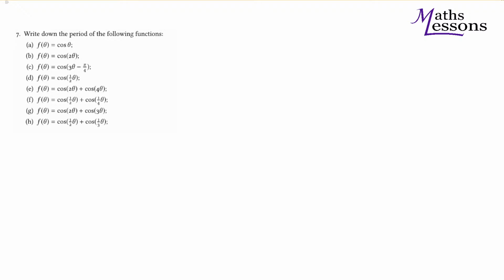Right, here we go. So the first few are quite straightforward. Go through all of these, and you could use your graphical calculator to help you on this. So cos of theta we should get every 2 pi. That should be quite straightforward. Now cos of 2 theta squashes up the graph. So if cos theta is 2 pi, then cos of 2 theta will actually be pi.